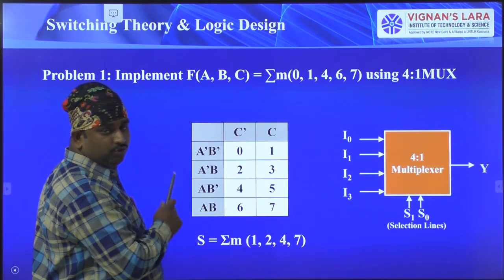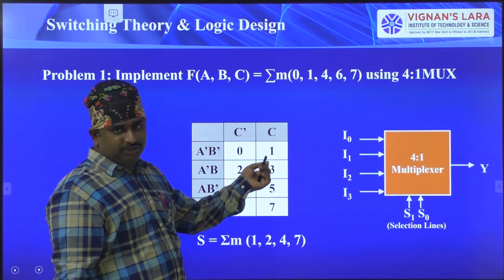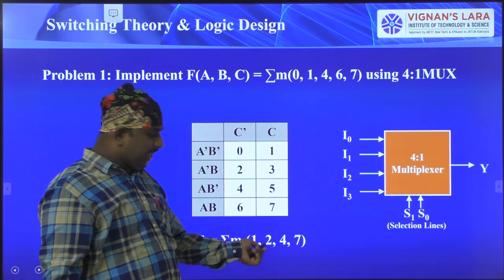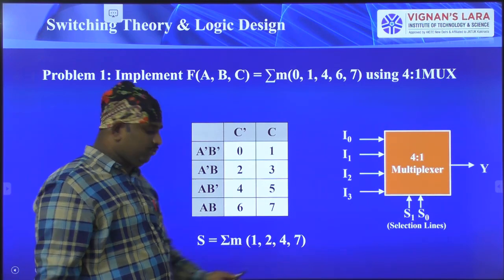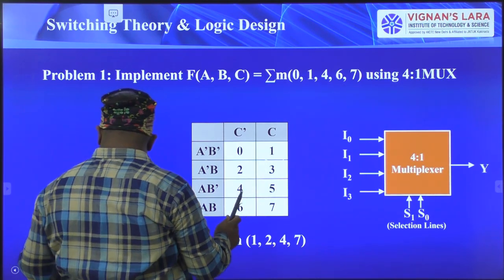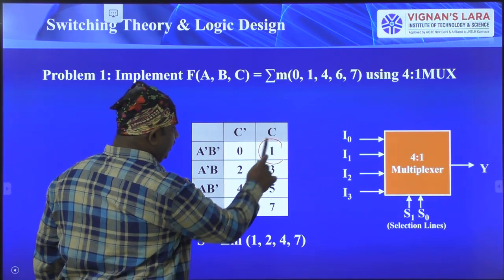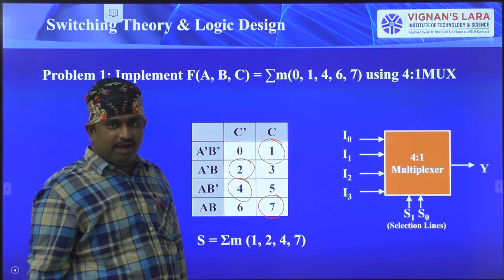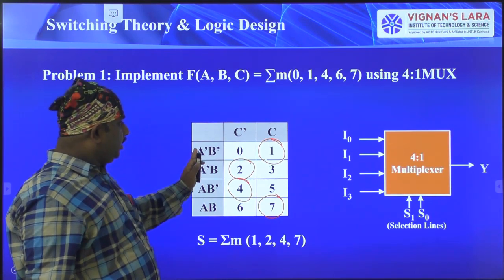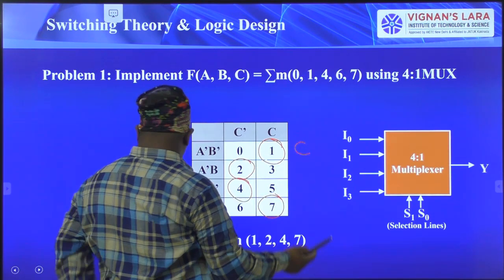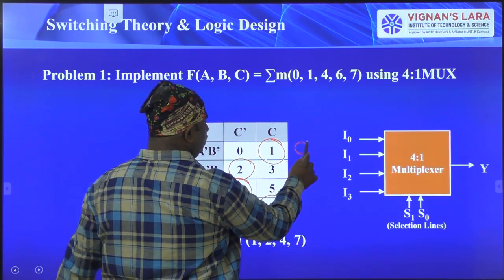First, draw this table and represent all the min terms. Highlight the values given: 1, 2, 4, 7 are given as 1. Now the final values: where only one is covered, the value is equal to C.